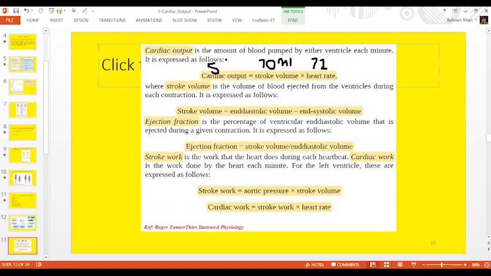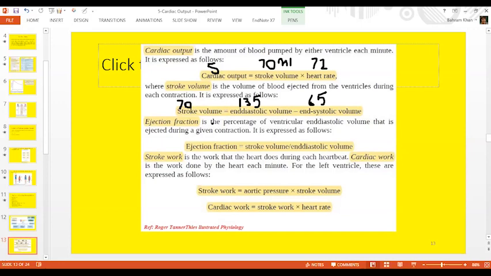So we can also calculate stroke volume by subtracting end systolic volume from end diastolic volume, which is around 135 milliliters. So 135 milliliters is the end diastolic volume. If we subtract end systolic volume, that is equal to around 65 ml. So 135 minus 65 will give you 70 milliliters of stroke volume. So the formula for stroke volume is end diastolic volume minus end systolic volume.